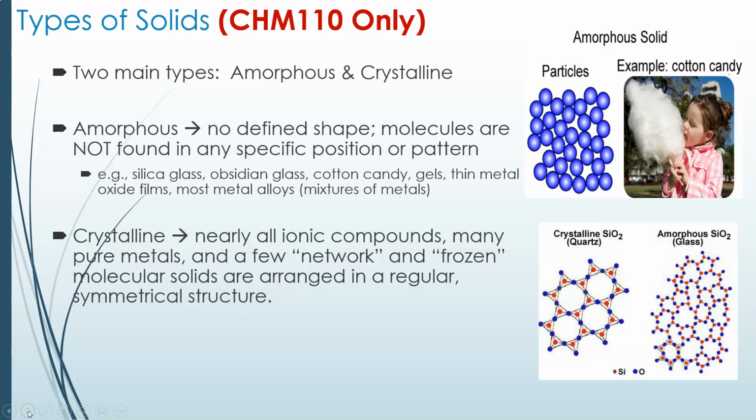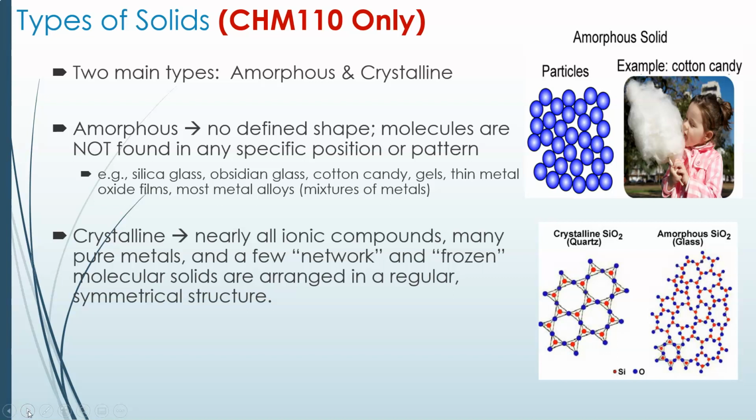Now this is compared to crystalline. Crystalline is where you see a regular pattern of the atoms or molecules in the structure. And we have crystalline solids. Most ionic compounds are crystalline solids. Many pure metals are crystalline solids. The metal atoms, they're atoms, not ions, the metal atoms actually arrange in very specific patterns.